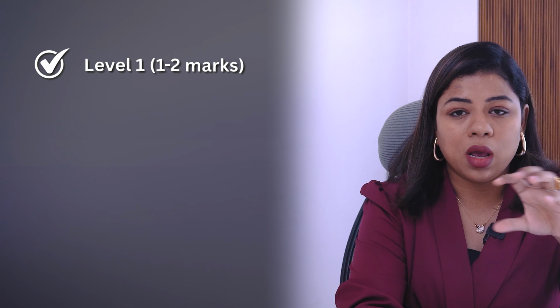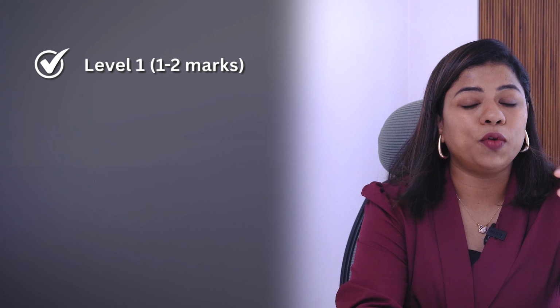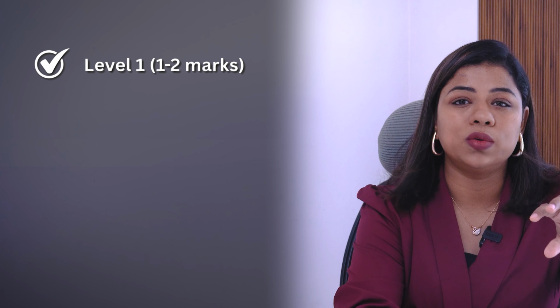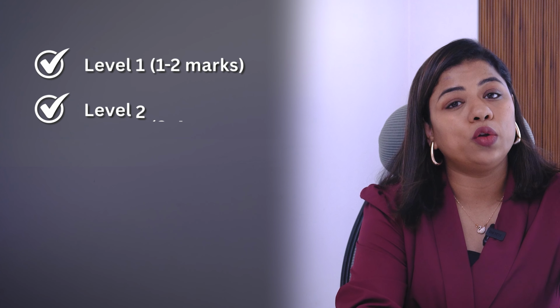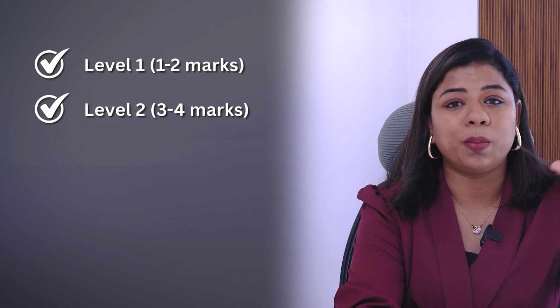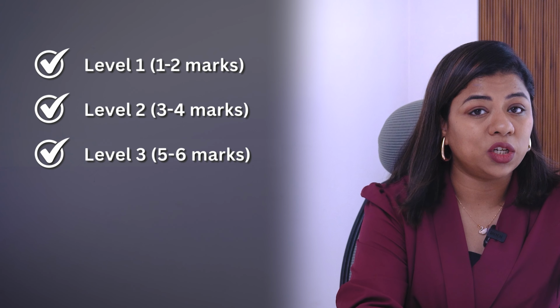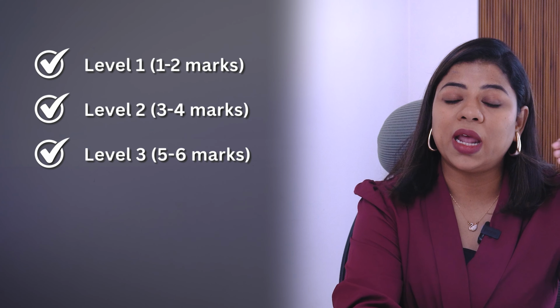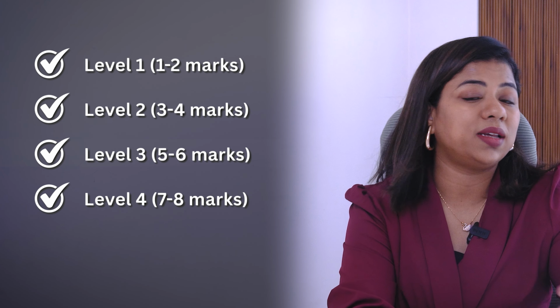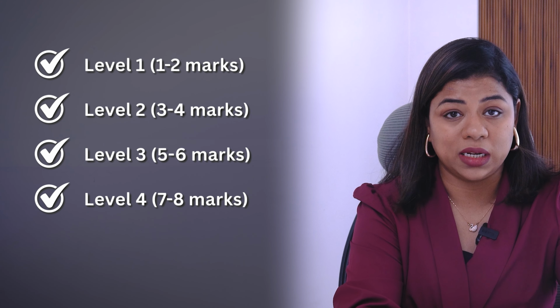Now, understand the level system. So what made the difference? Marcus learned that Cambridge uses 4 distinct levels of marking for most questions. So level 1 is 1 or 2 marks. You get these marks if your answers are basic statements, limited use of sources. Level 2 is 3 to 4 marks, some explanation, partial use of sources. Level 3 is 5 to 6 marks, that is clear explanation, good use of sources. And level 4, 7 to 8 marks, that is detailed analysis, excellent source integration.